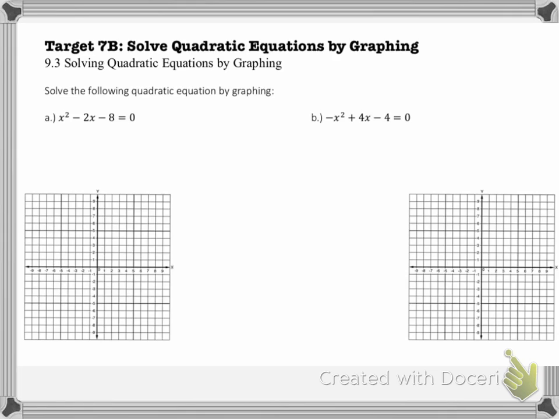So we already know how to graph quadratic equations. We start with the line of symmetry. That'll be our first step. And then we find the vertex. Then we'll find our y-intercept, reflect, and then we'll sketch it. So let's try A together.